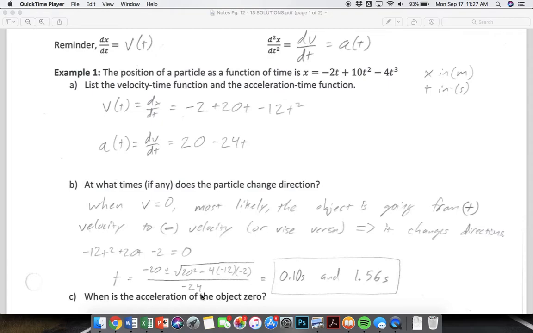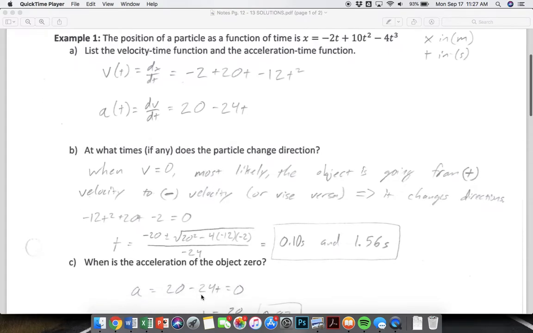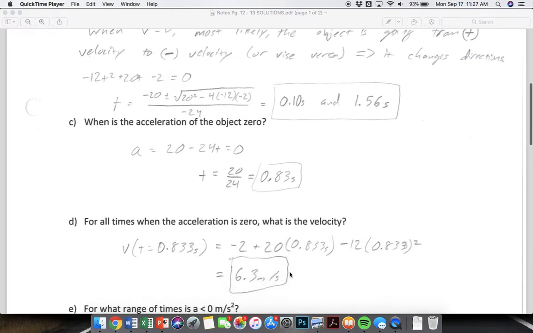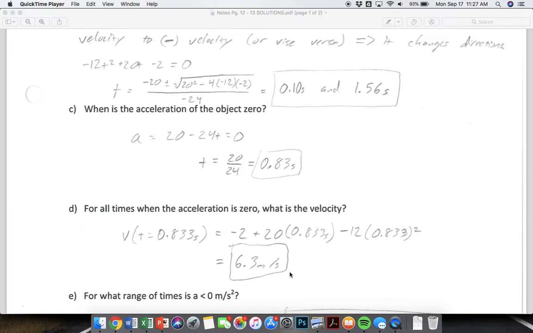The next question, when is the acceleration of the object 0? That's pretty straightforward. You just set your acceleration equation equal to 0 and solve for time. The next question, for all times when the acceleration is 0, what is the velocity? Well, all that means is at this time, 0.83 seconds, what's the velocity? So we just plug that value into the velocity function.